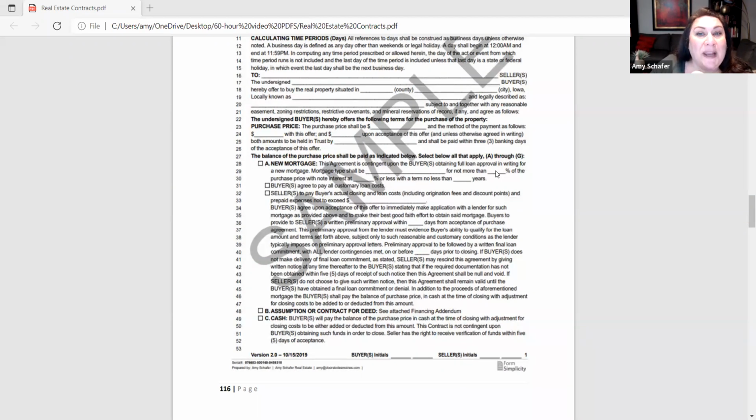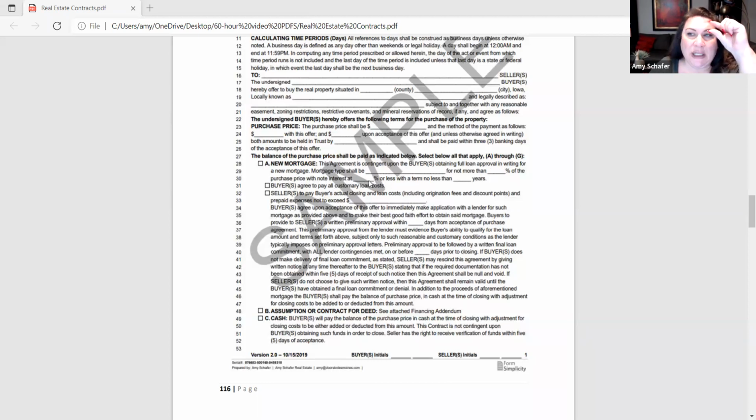So if you're doing an FHA loan with 3.5% down, you would write 96.5 here. If you're doing a conventional loan with 10% down, you would write 90% there. Then on to line 30 says, with a note interest at, you're going to write the interest rate there that they've been quoted by their lender.